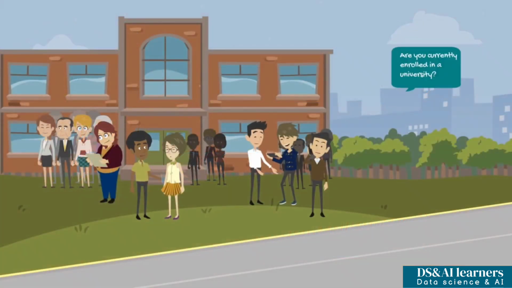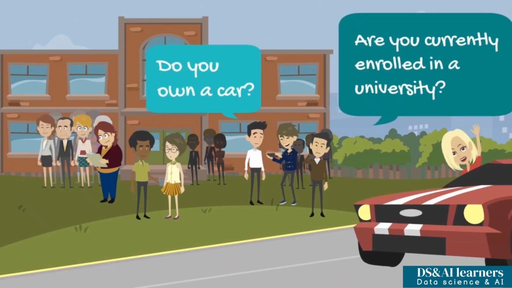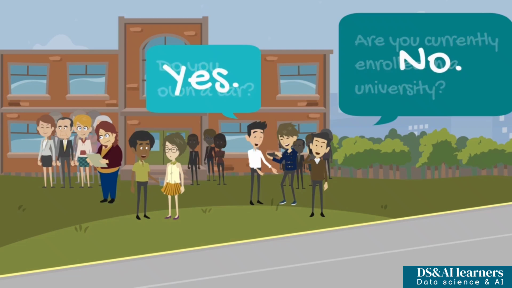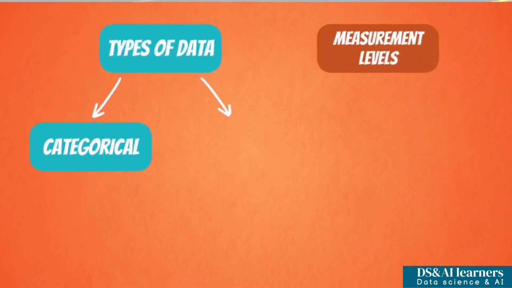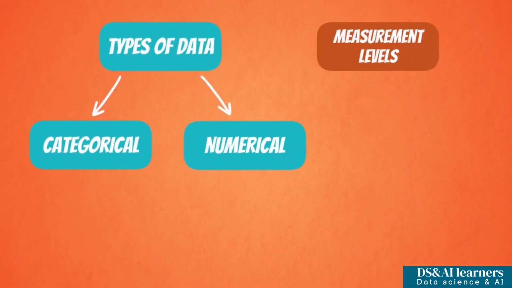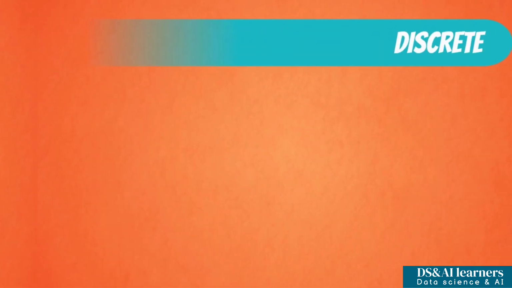If I ask questions like, "Are you currently enrolled in a university?" or "Do you own a car?" yes and no would be the two groups of answers that can be obtained. This is categorical data. Numerical data, on the other hand, as its name suggests, represents numbers. It is further divided into two subsets, discrete and continuous.